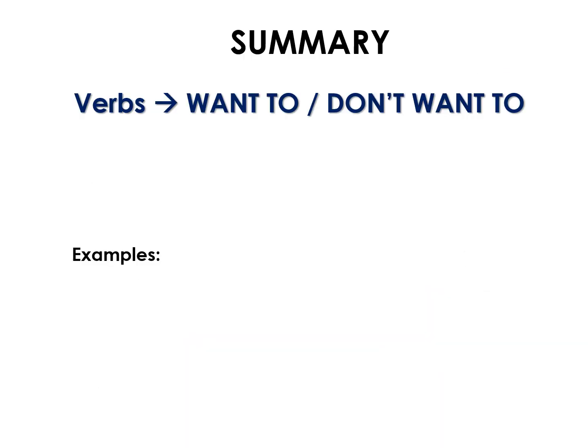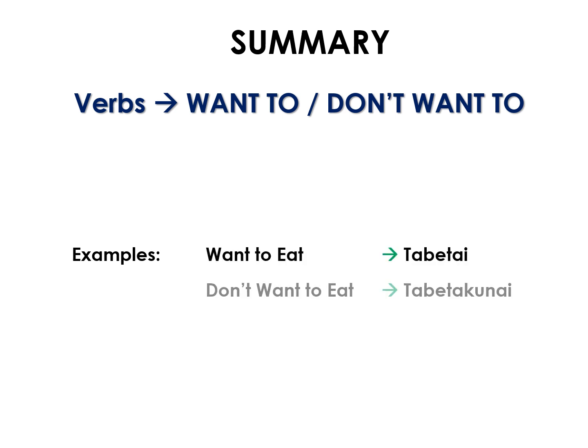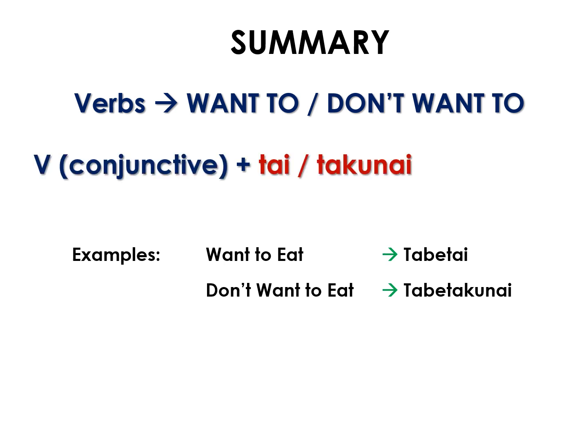And to summarize, in this lesson, we learned how to express I want to do and don't want to do. For example, want to eat, tabetai. Don't want to eat, tabetakunai. The formula is to take the conjunctive form of the verb and add tai for want to do and takunai for don't want to do.